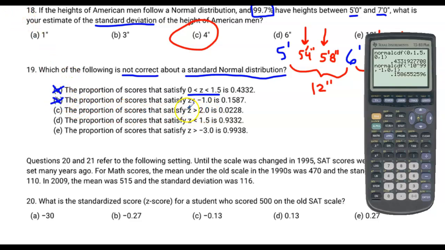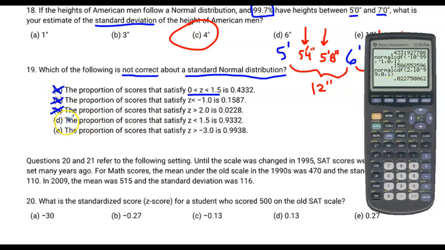Next one says the proportion above 2 is 0.0228. So this is all the z values that are above 2.0, that means from 2.0 to positive infinity, and 0 and 1 are the mean and standard deviation. I got 0.0227. No joy here either.